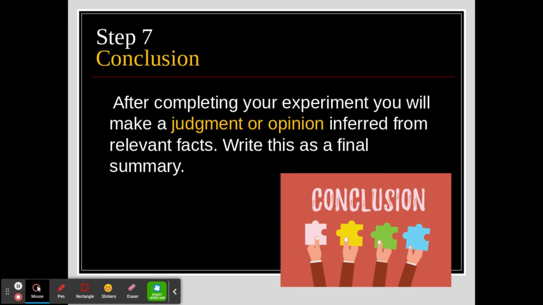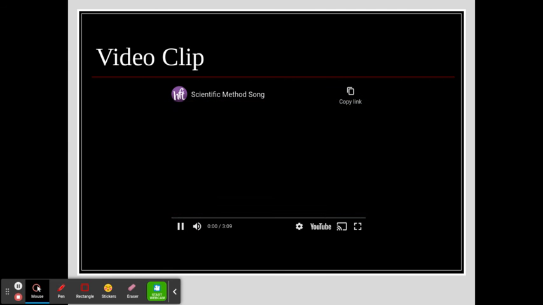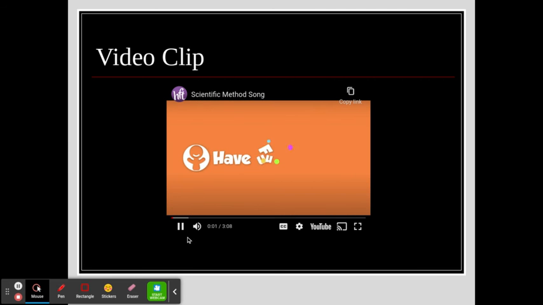And then you're going to make a conclusion based on what your experiment was all about and what you found. And again, in science, the beauty of science is that you don't have to have a correct answer. As long as you kind of question yourself again and come up with some more information, that's the whole beauty of having science. As long as you support it, give me a conclusion based on what you found, based on your data, then you're in a good boat. So after completing your experiment, you will make a judgment or an opinion inferred from relevant facts and write that as a final summary.